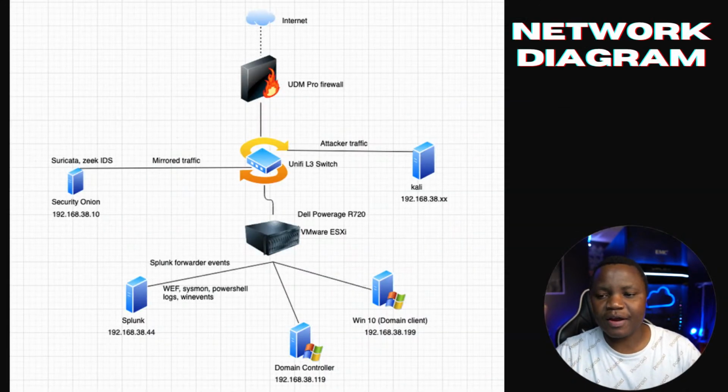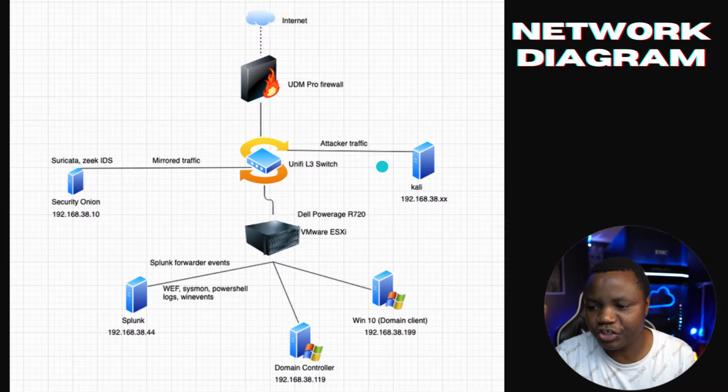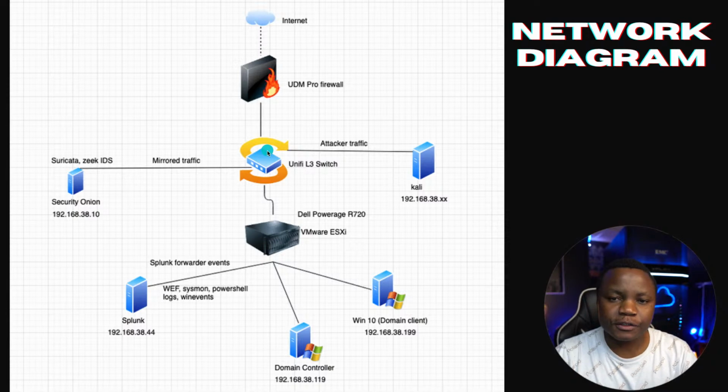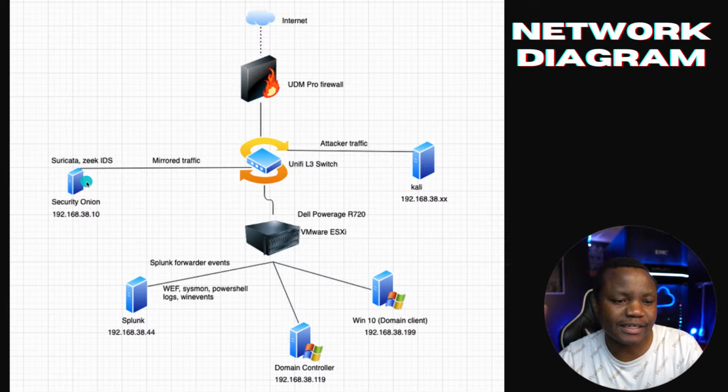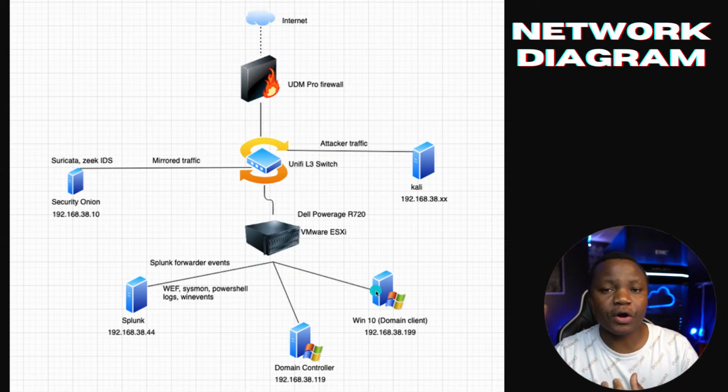This is our network diagram. For those who might want to follow along and know how things are set up, we have a Kali Linux machine. My Kali Linux machine is going through a Unifi switch. It's a layer 3 switch. I'm doing port mirroring on this switch to a Security Onion intrusion detection system. So that's the fun part: we can see everything that's coming from this machine going to a Windows 10 machine that we are attacking that is hosting a vulnerable machine.